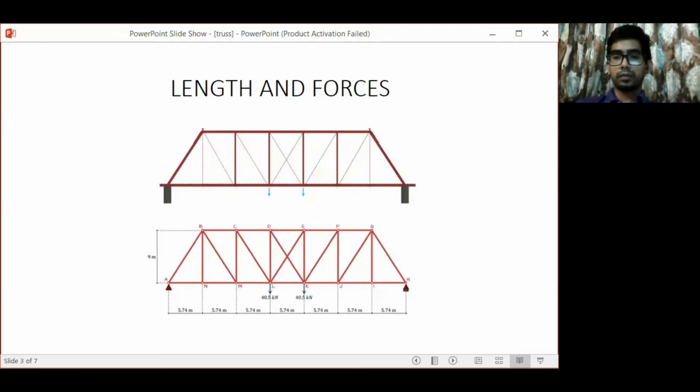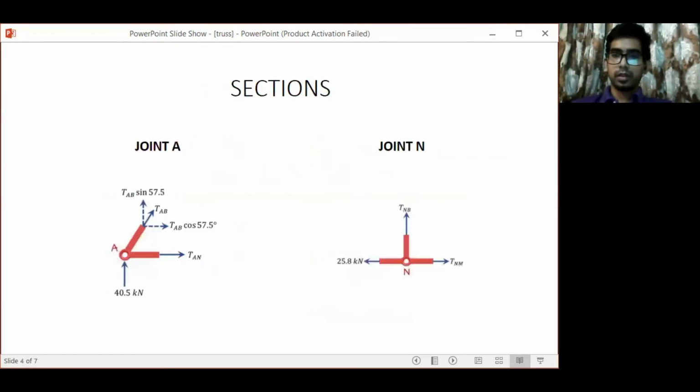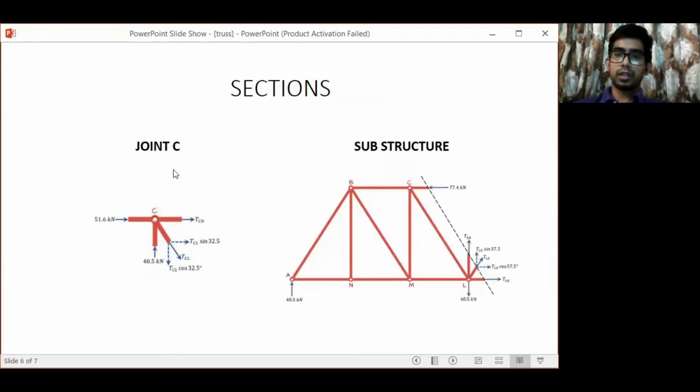Now what we have to do is separate the joints to find out each force. So over here we have to use the equations of motion, and as it is statics, the summation of the forces and the summation of the moments are zero. So over here we have separated joint A, then joint N, then joint B and joint M, and then joint C, and lastly we have cut a substructure to find the internal forces.